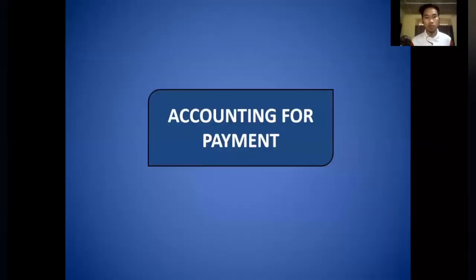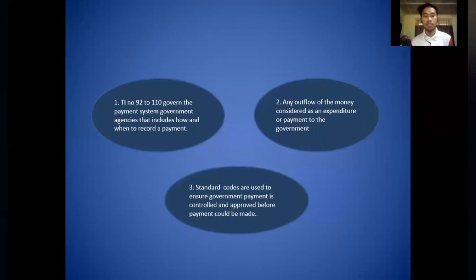Assalamualaikum warahmatullahi wabarakatuh. My name is Muhammad Syami, and I will continue about accounting for payment. What is accounting for payment? Actually, accounting for payment is the payment system that government agencies follow, governed by TI from number 92 to 110, which includes how and when to record a payment. And then, any outflow of money is considered as expenditure or payment by the government. And then, standard codes are used to ensure government payment is controlled and approved before the payment can be made.